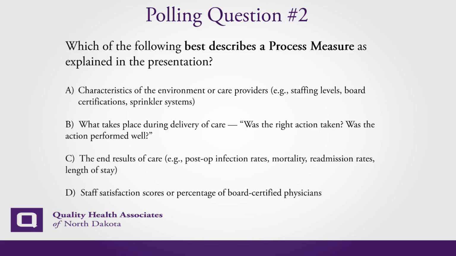And here's our second polling question for today. Which of the following best describes a process measure as explained in the presentation? A. Characteristics of the environment or care providers, for example, staffing levels, board certifications, sprinkler systems. B. What takes place during delivery of care? Was the right action taken? Was the action performed well? C. The end results of care, for example, post-op infection rates, mortality, readmission rates, length of stay. Or D. Staff satisfaction scores or percentage of board-certified physicians.